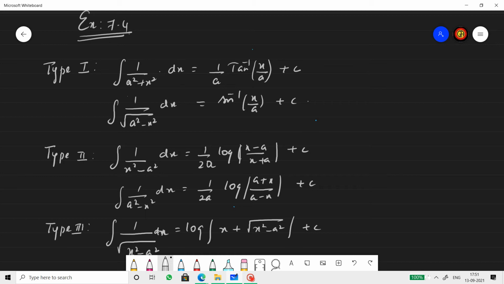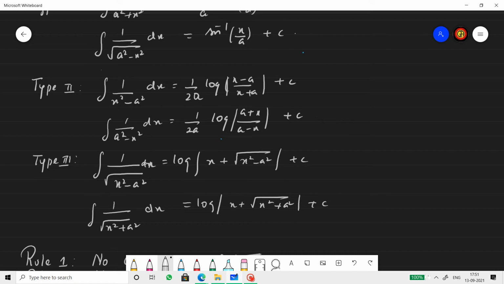Then differentiation of sine inverse x used to be 1 by root over 1 minus x square. Here integration of 1 by root over a square minus x square is sine inverse of x by a plus c. A can be 1 or any number. Alright. So the first two formulas we can directly consider from the differentiation.